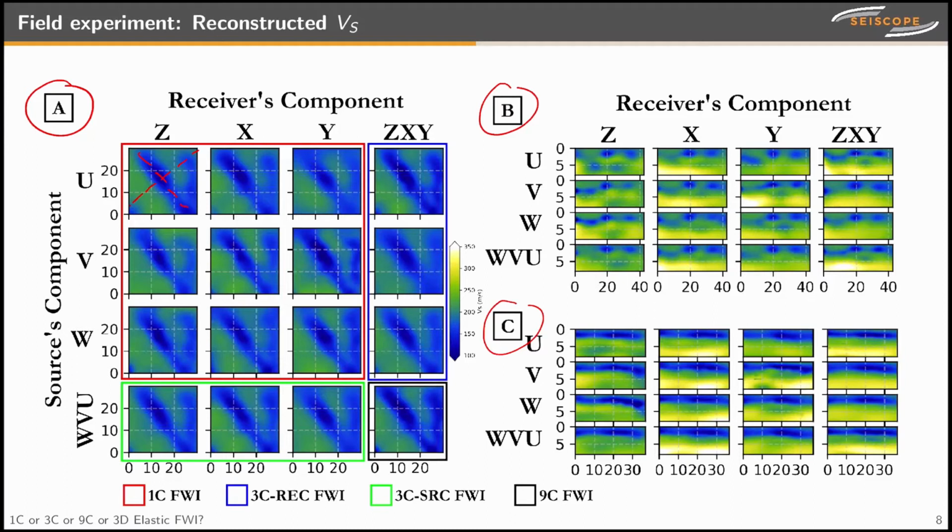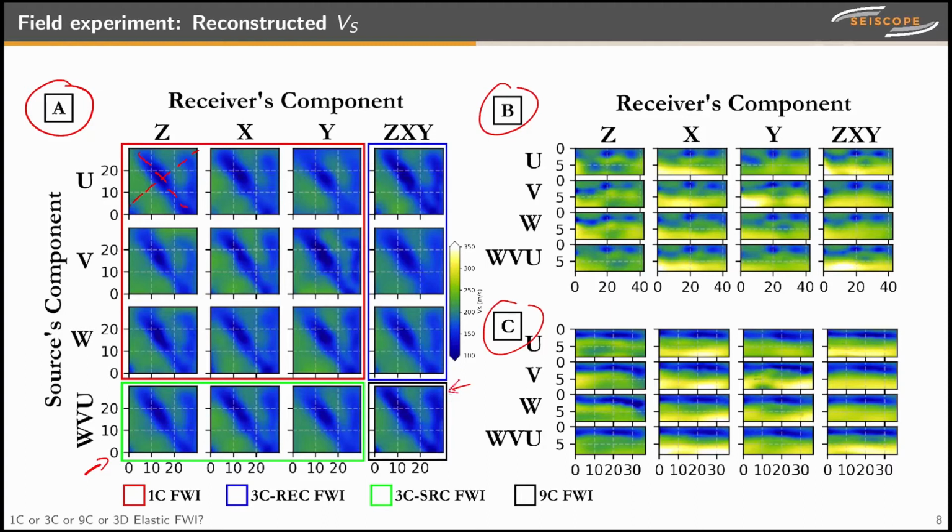Now we can begin to see on those figures. Given by the red box is the reconstructed model from the one component FWI, given by the blue box is the reconstructed model from the three component receiver FWI, and this one, the green one, is from the three component source FWI, and finally the black one is from the 9 component FWI.